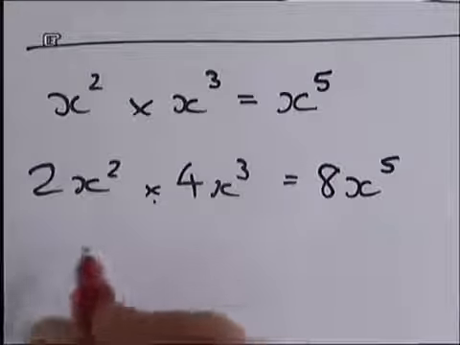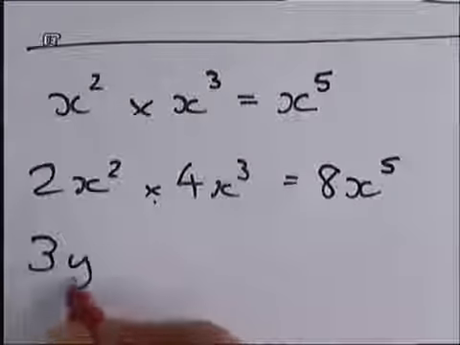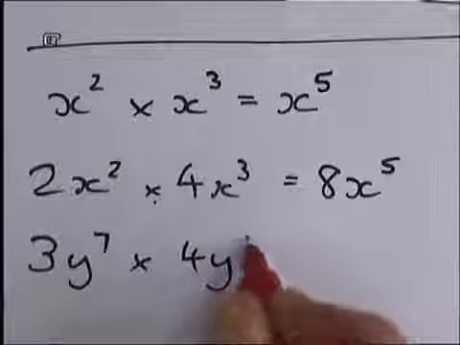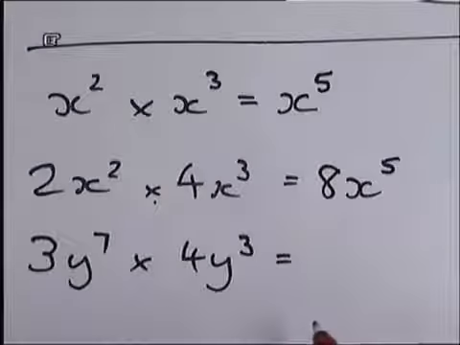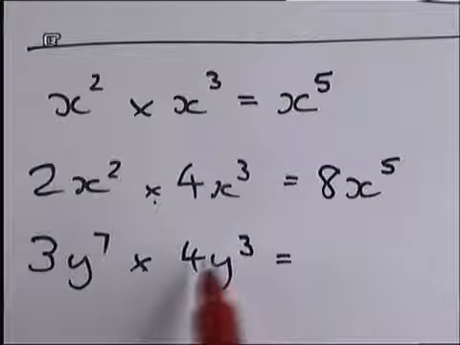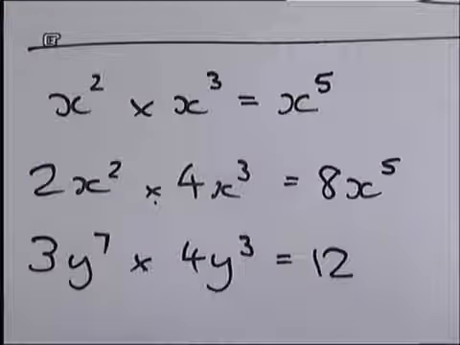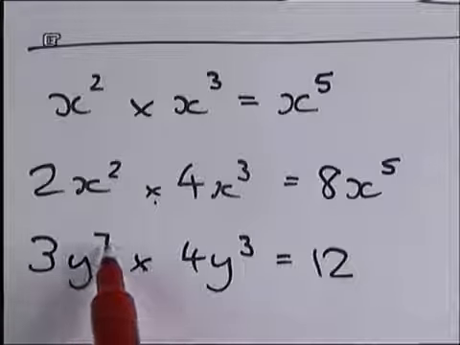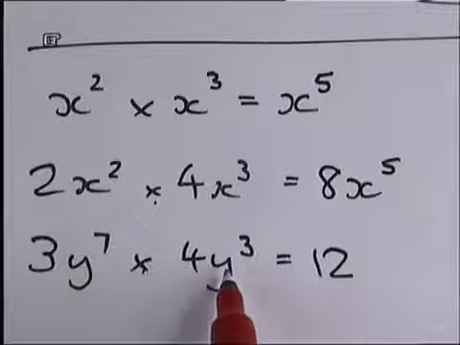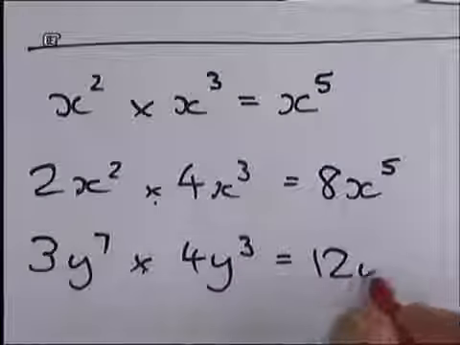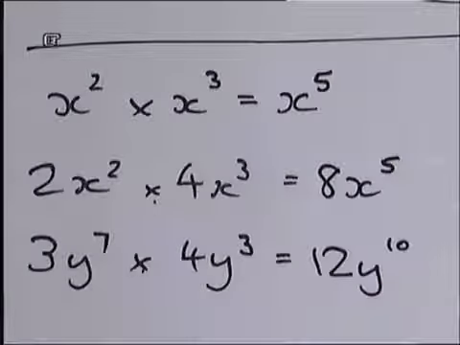If you have a look at another one like that, 3y to the power of 7 times by 4y to the power of 3. Deal with the big numbers first. 3 times by 4 equals 12. And then you can use the laws of indices on the y's. Y to the power of 7 times by y to the power of 3. Because we're timesing, we can add the powers and we'll get y to the power of 10.